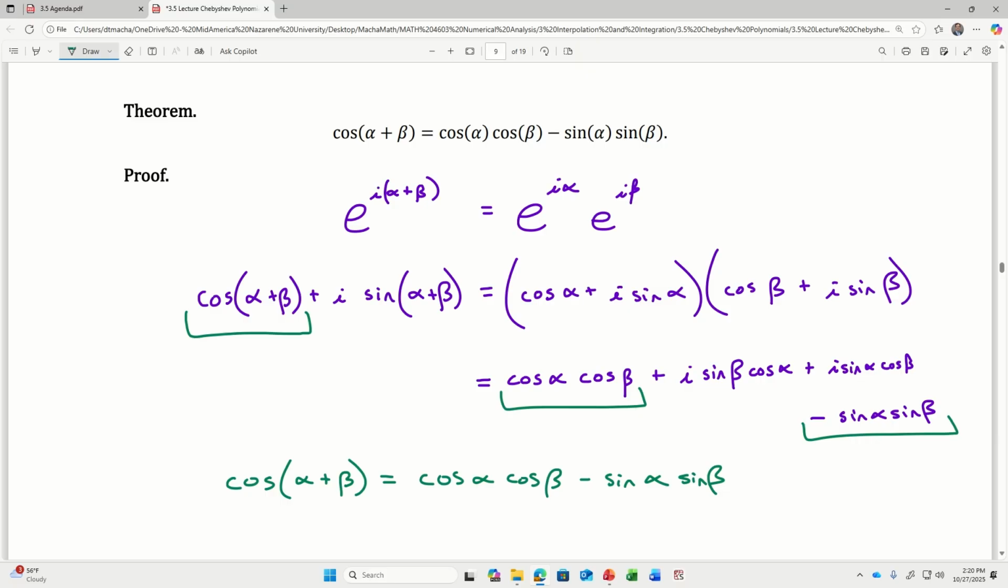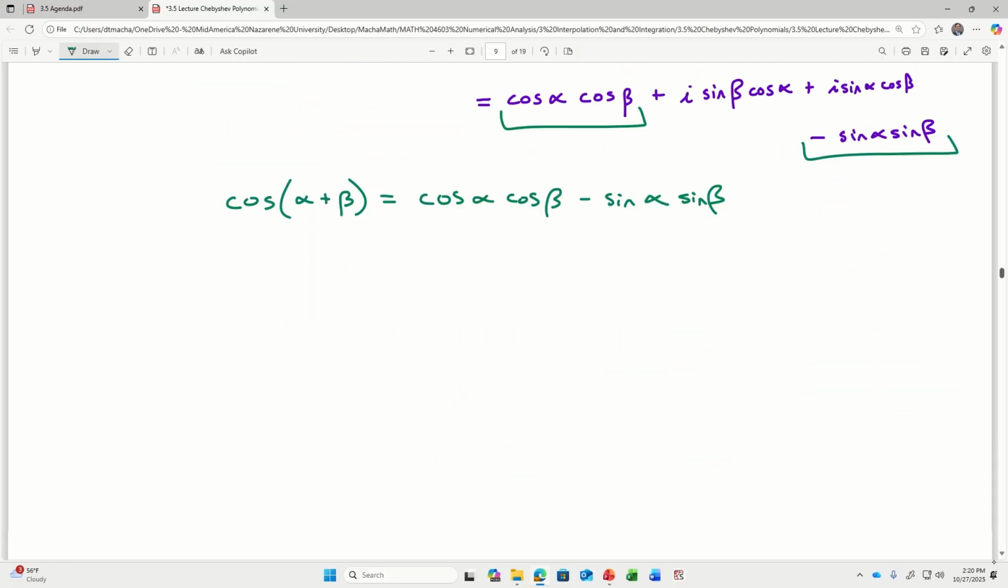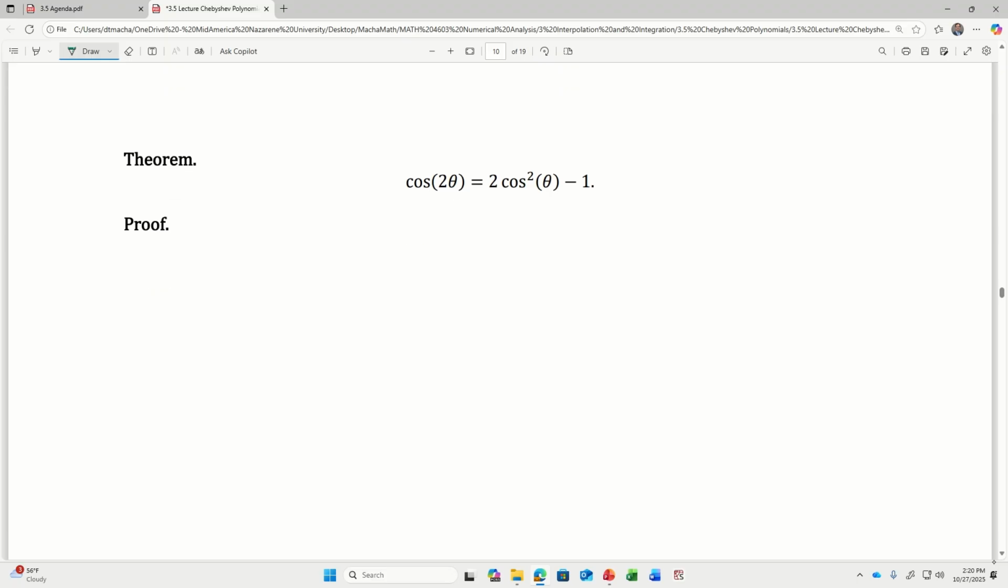But Euler's formula is kind of like the mother of all trig identities. You can prove any trig identity you want using Euler's formula. Just plug different things in for the theta. In this case, instead of e to the i theta, I used e to the i (alpha plus beta). But you can plug anything you want in there and it will give you a different trig identity. Basically, all of them are proved, including this one.